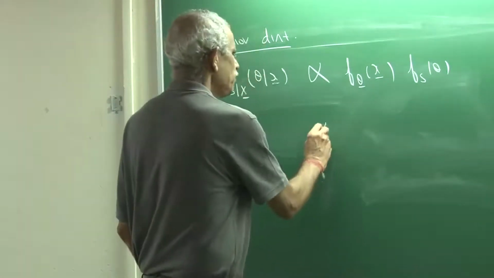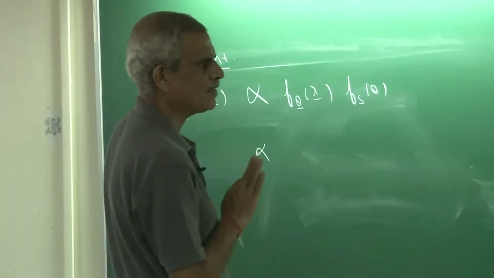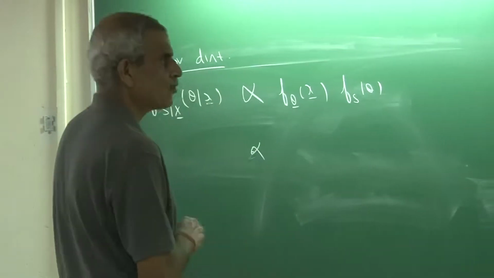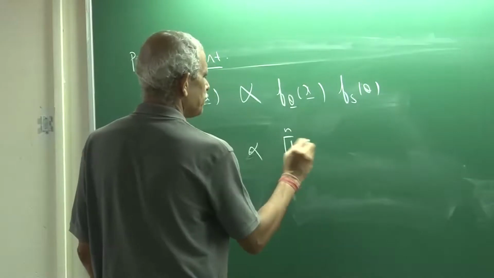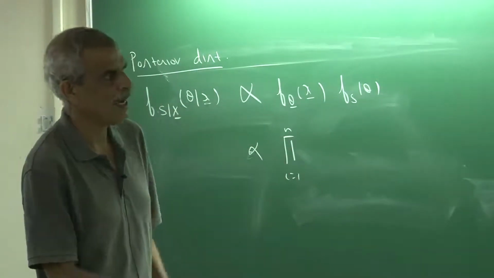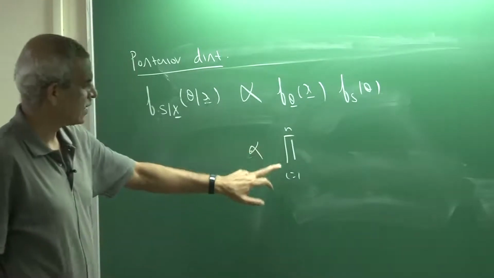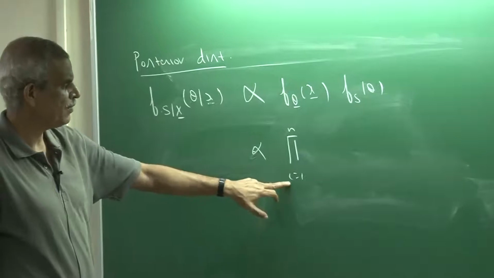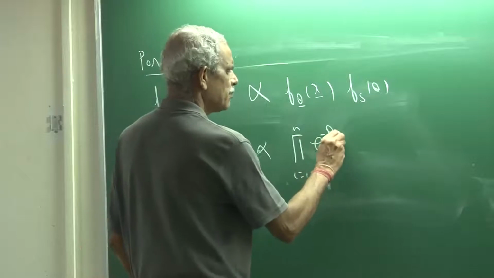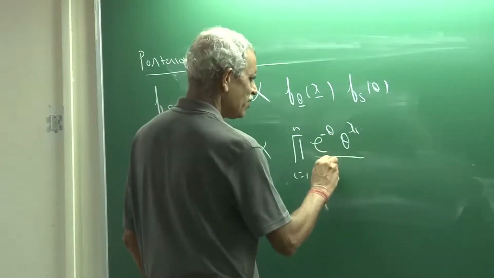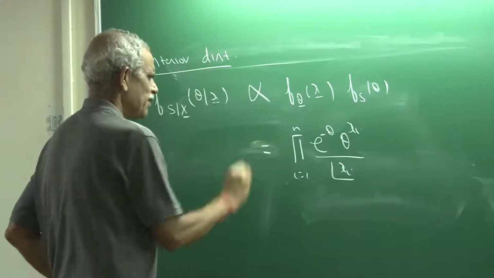which is further proportional to, I will leave all the constants involved over there, I just write down all the factors which involve theta only. So f theta x is nothing but the product, i equal to 1 to n, because x1, x2, xn are iid Poisson theta. So their joint PMF would be the product, i equal to 1 to n, e to power minus theta, theta to power xi. If you want, you can write down factorial xi for the time being. So in fact, then it will become exactly equal to this.